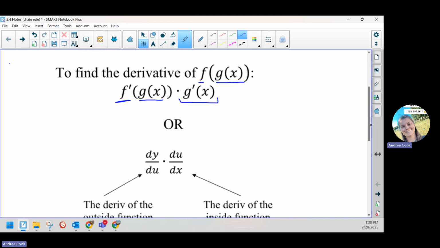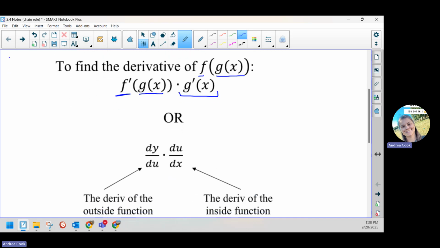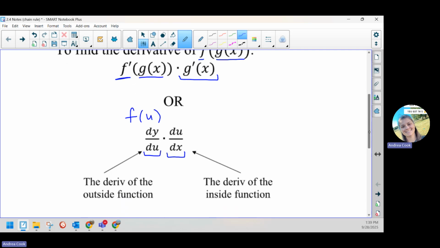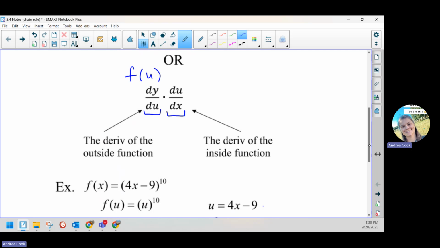Another way of looking at it is in dy over du format. So if we're finding the derivative of f of u, so u is the inside function, you're going to take the derivative of the outside function with respect to u, so dy over du, times the derivative of the inside function with respect to x, so du over dx, and you multiply those together. So here is an example.